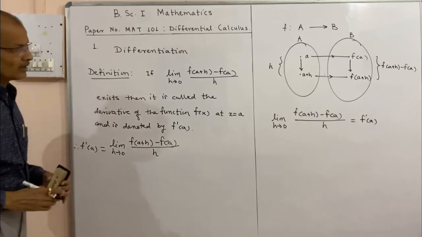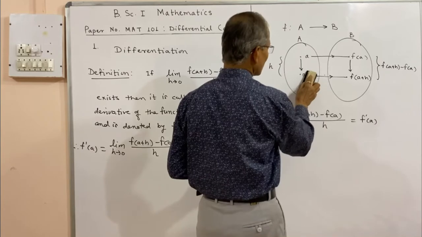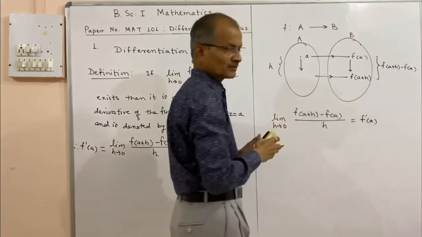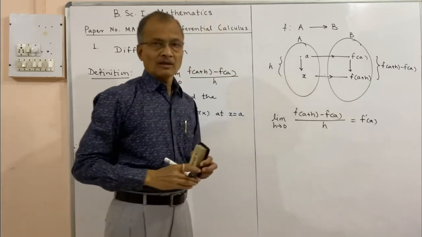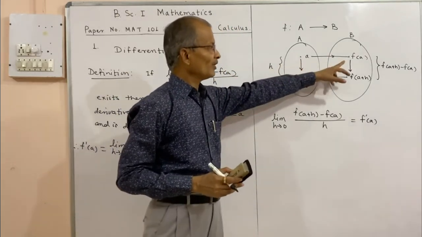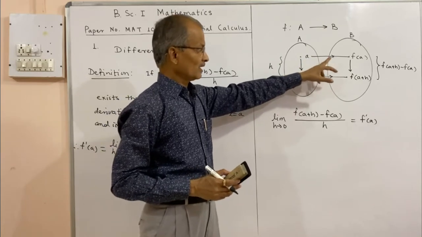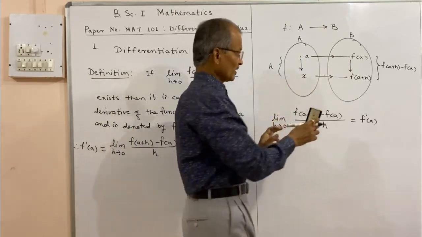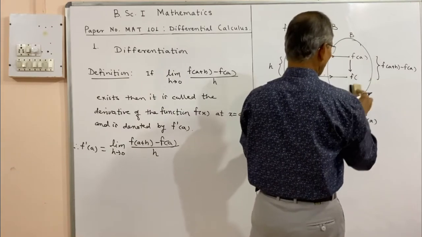Now another notation can be considered like this. Suppose here this point is taken as x, and so the corresponding image will be denoted by the f value. So a is related to f of a. So similarly, x will be related to f of x.